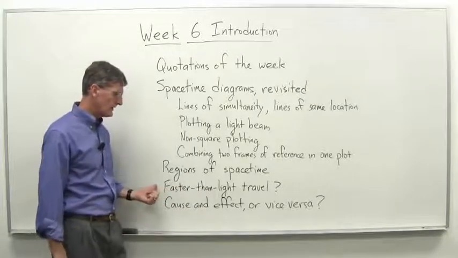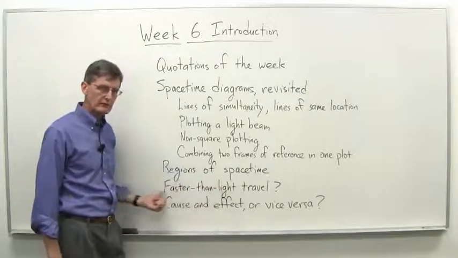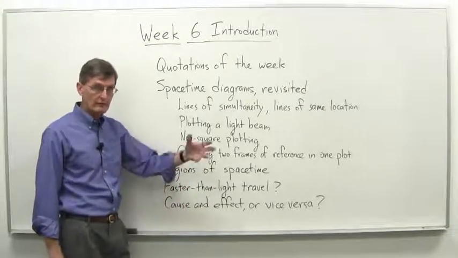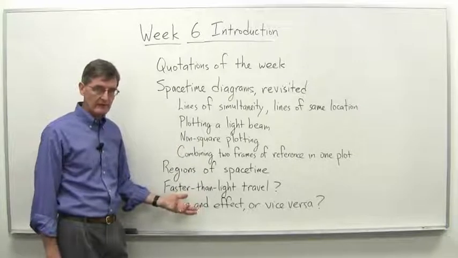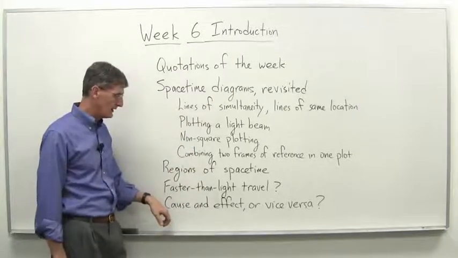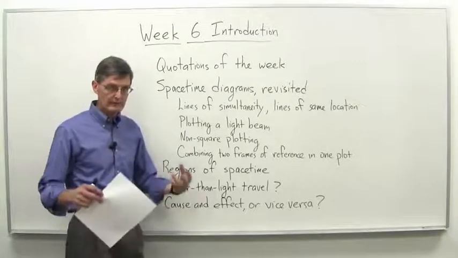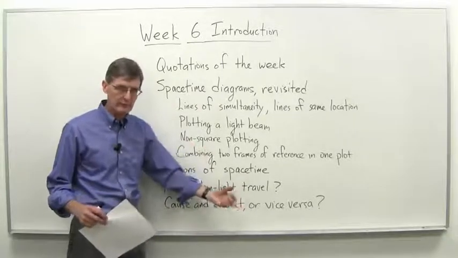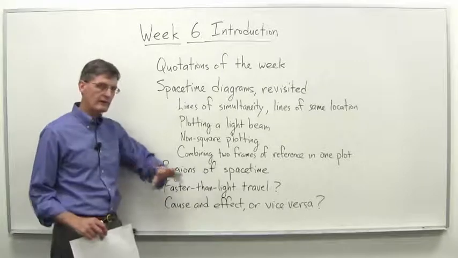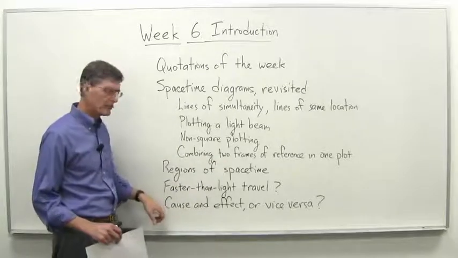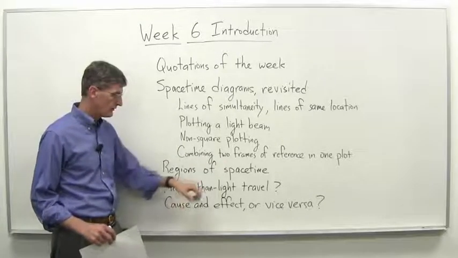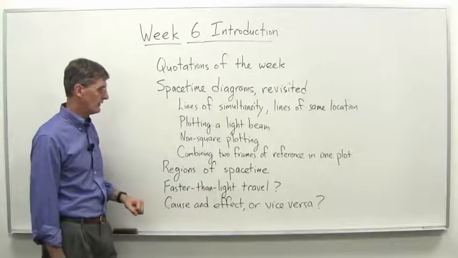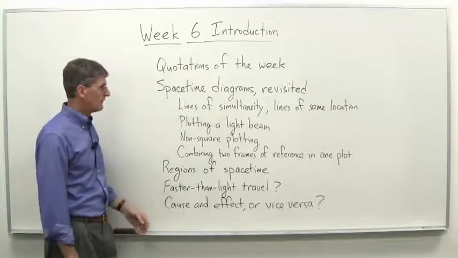So we're going to consider, is it possible to have faster than light travel? We'll look at an example where it seems that something is moving faster than light, a spaceship, but actually isn't. And then we'll move on finally and look at a case where something really is moving faster than the speed of light, at least in a thought experiment, maybe not in reality. But we'll look at that in a thought experiment and look at how it affects cause and effect. So we've got cause and effect, or vice versa, in terms of that. So that's where we're heading this week.